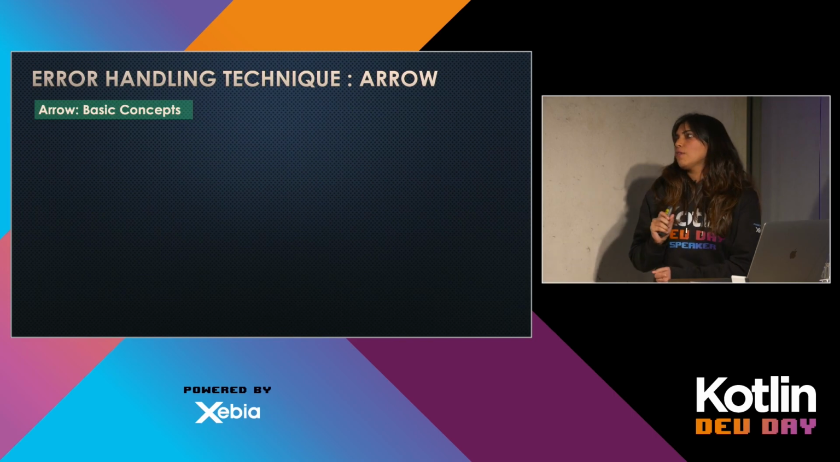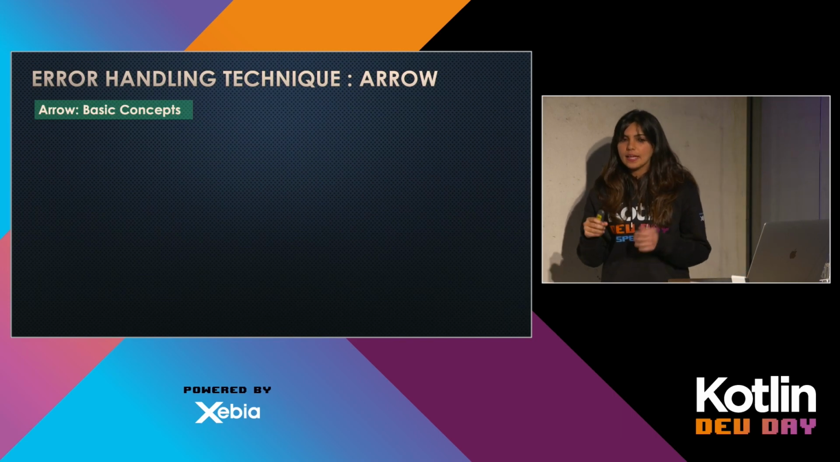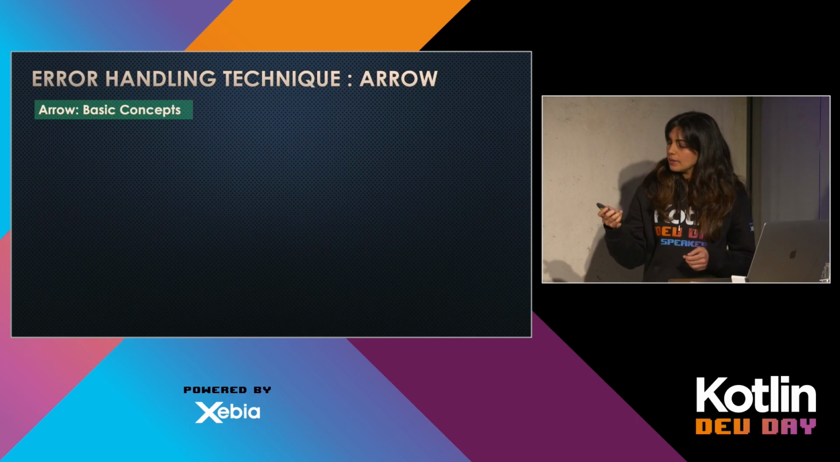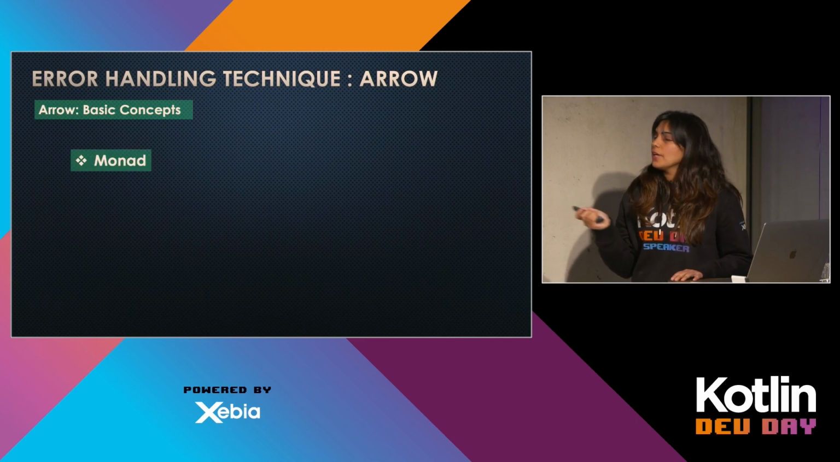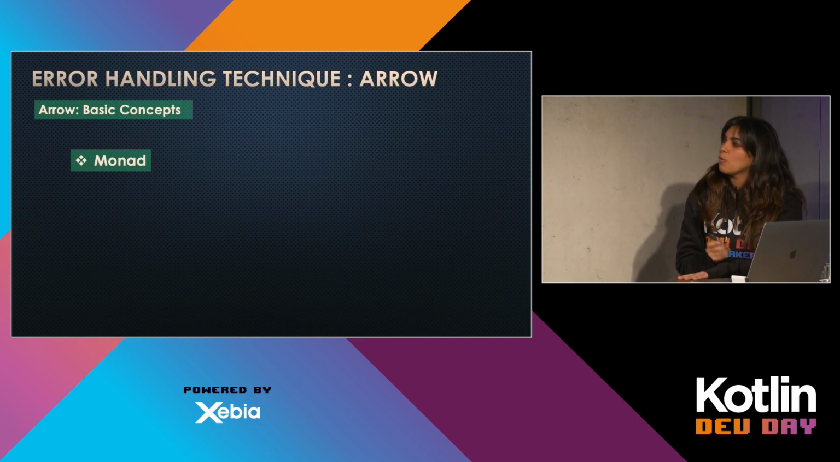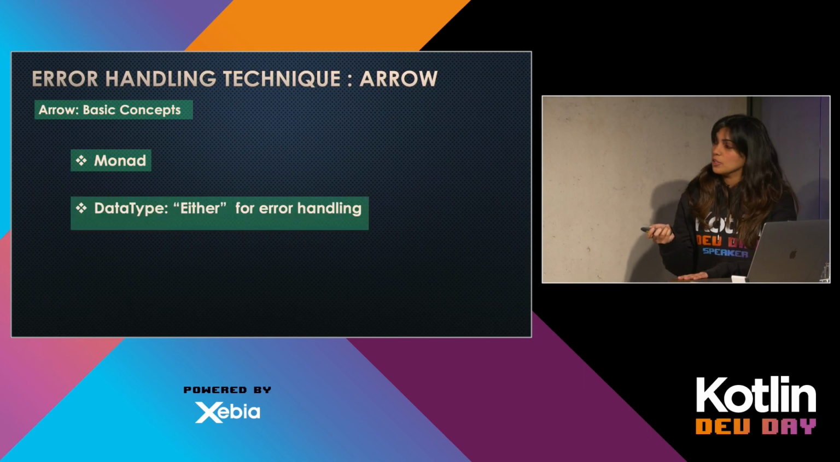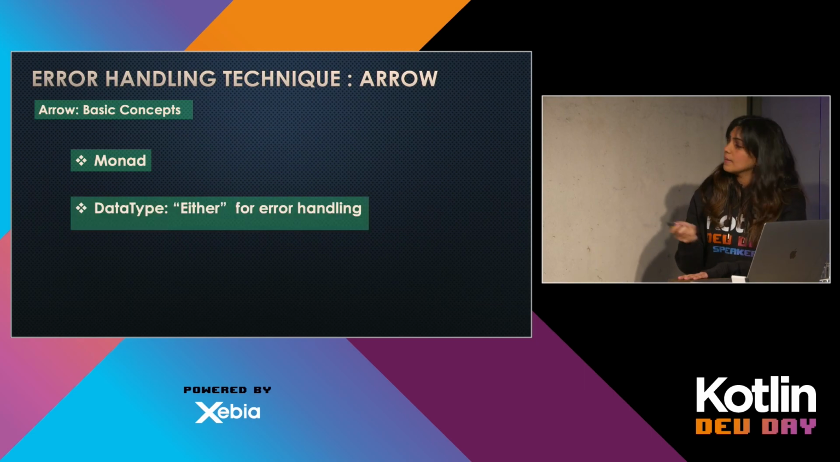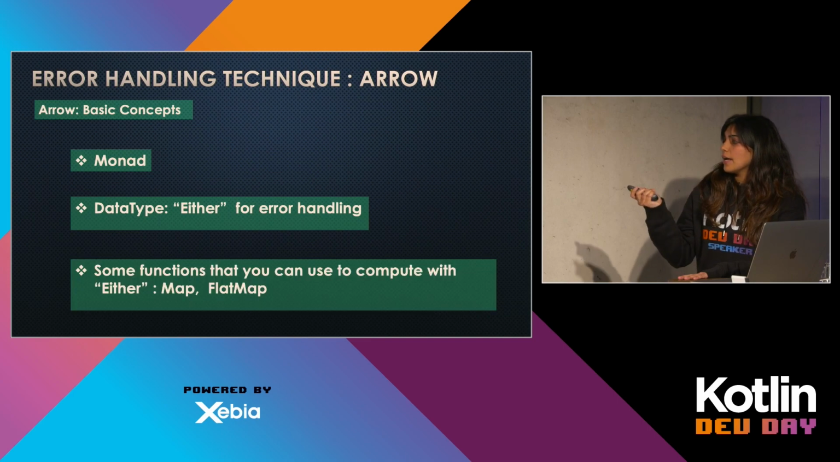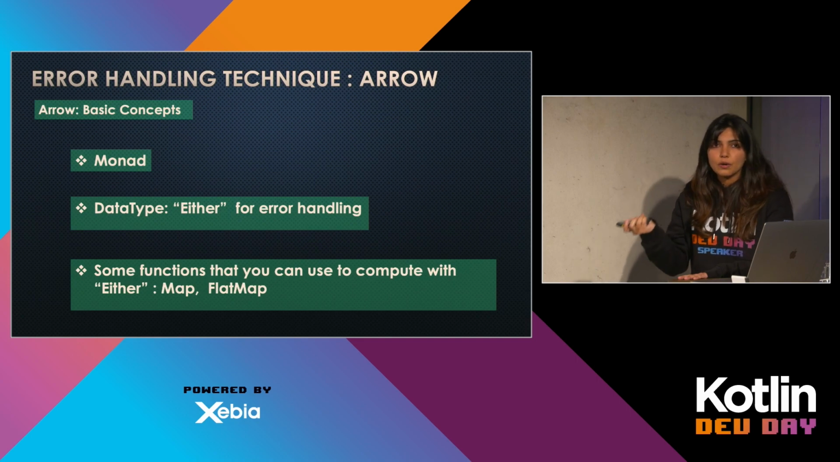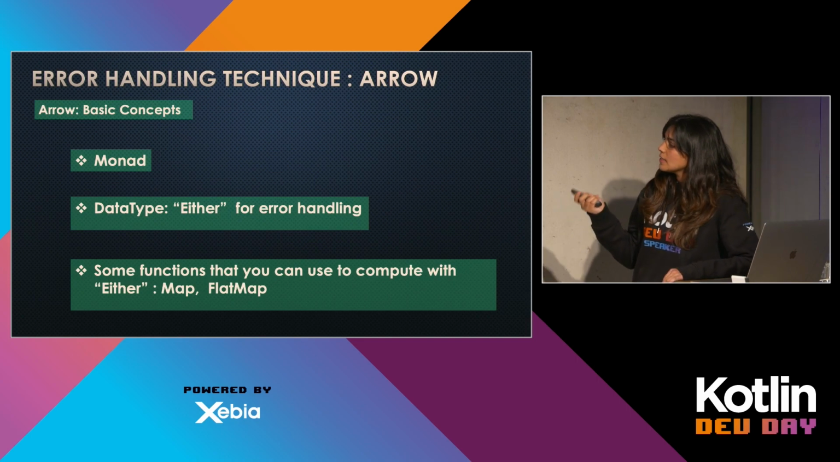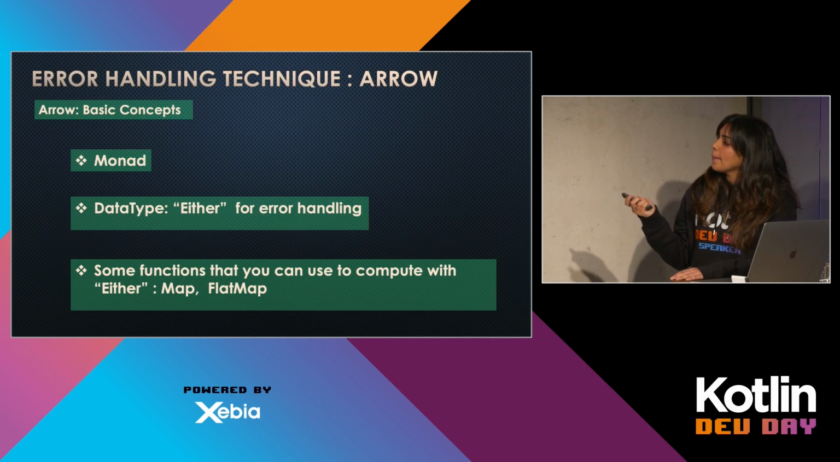Let's see first of all what are the basic concepts that we need to understand for error handling in Arrow. First, we are going to touch upon what a monad is. Secondly, the data type Either, which is going to be used for error handling. And third, some functions in order to compute with Either, such as map and flatMap, which we are going to go into in detail today and see how they work under the hood.